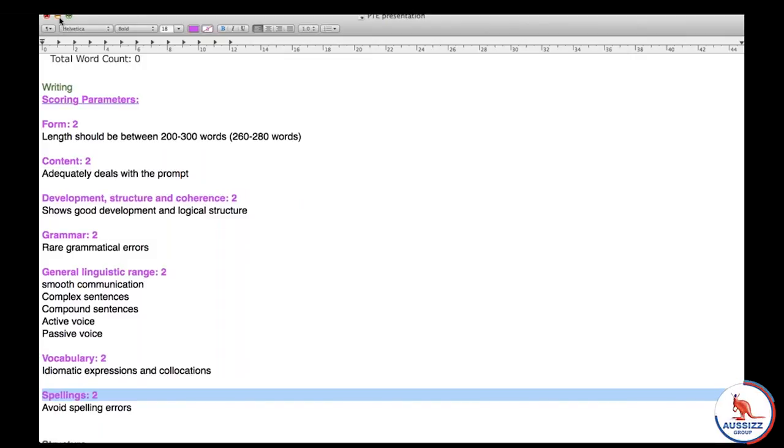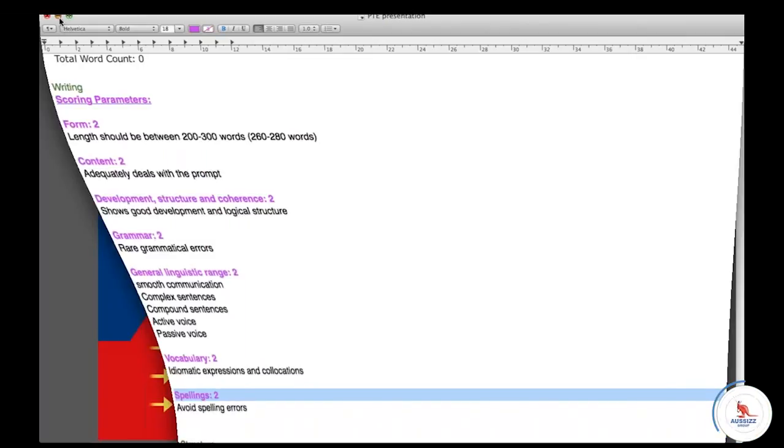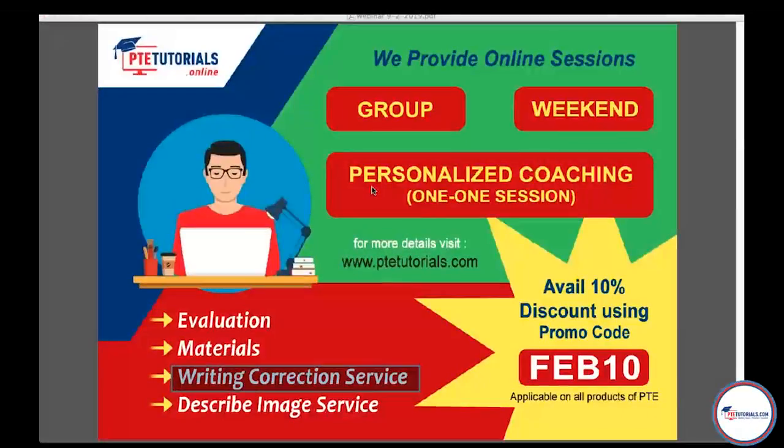And overall, what happened here? There are three types of essays: agree or disagree, advantages and disadvantages, and problems and solutions. Coming to agree and disagree, you have to stick only to one point. In advantages and disadvantages, you can cover both the points. And in problems and solutions, one paragraph will be problems and the other paragraph will be solutions.